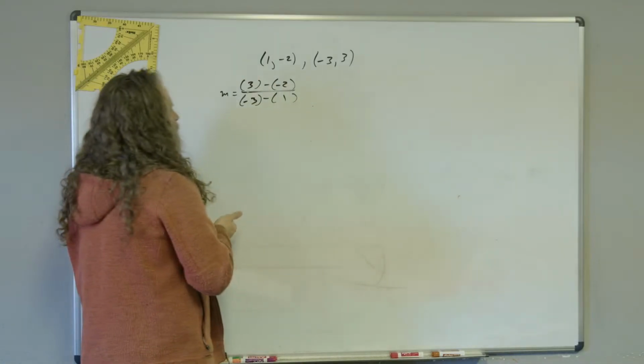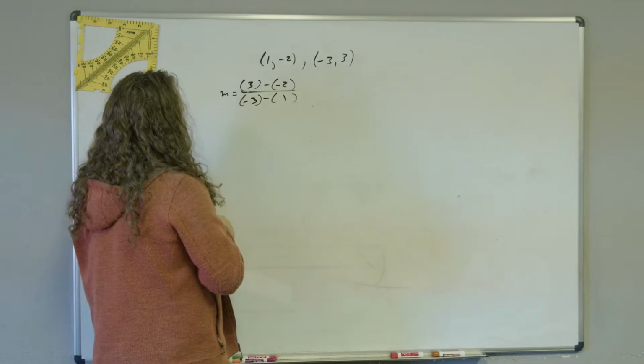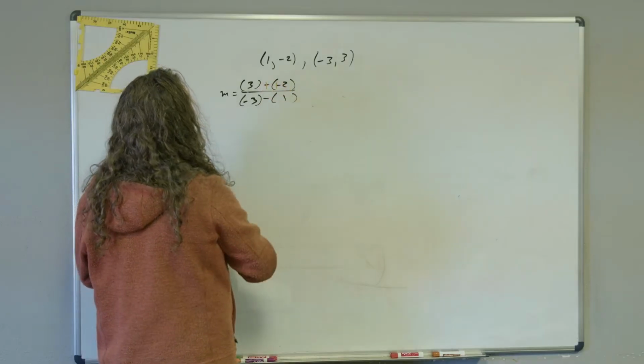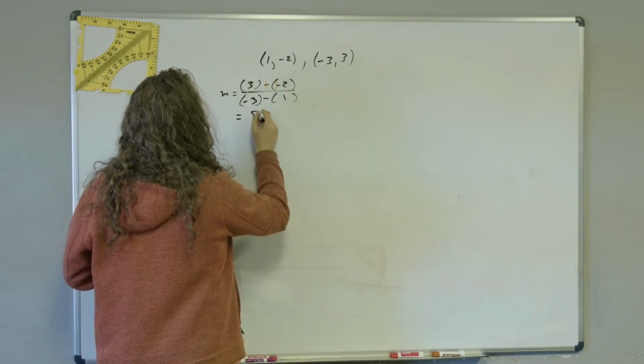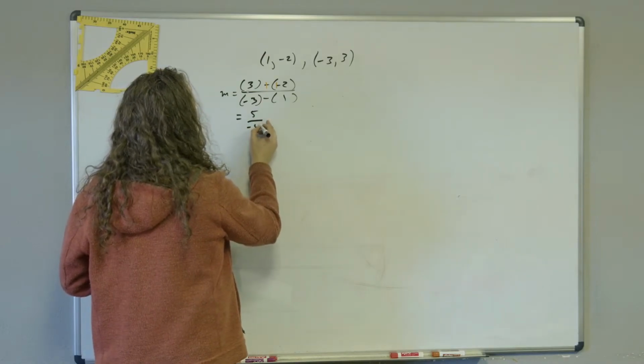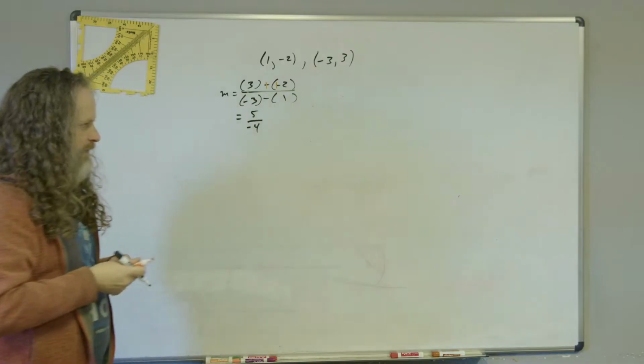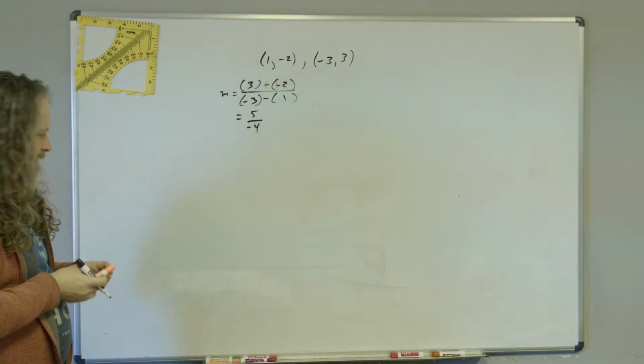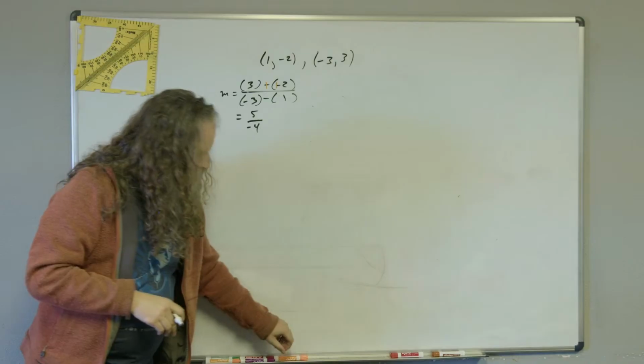Now what? Ka-chink, ka-chink in the numerator. I agree. What's 3 plus 2? 5. And negative 3 minus 1? Negative 4. So the slope of our line is negative 5/4, right? So now what?